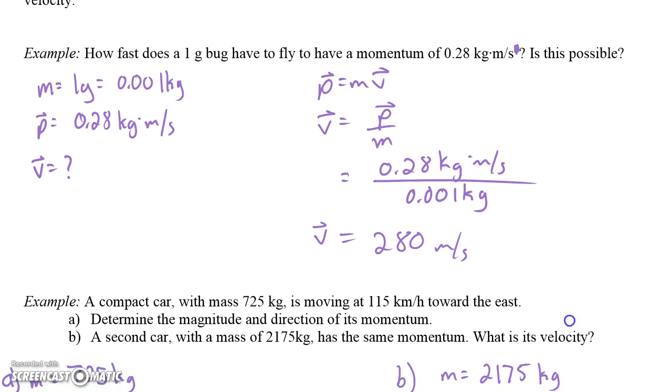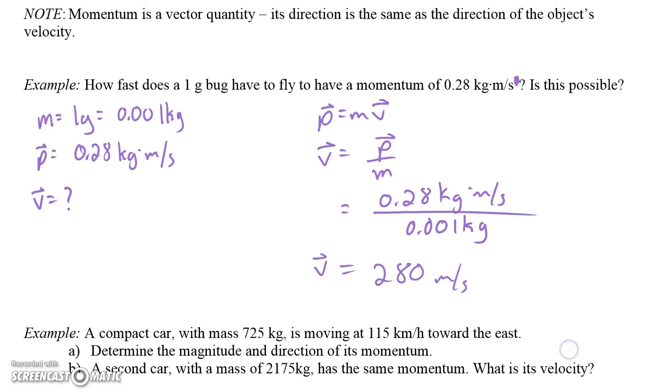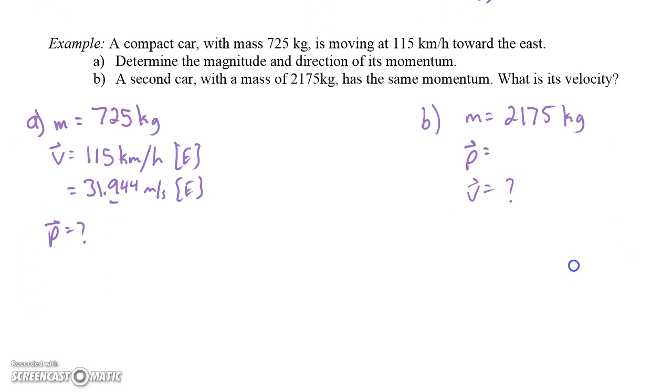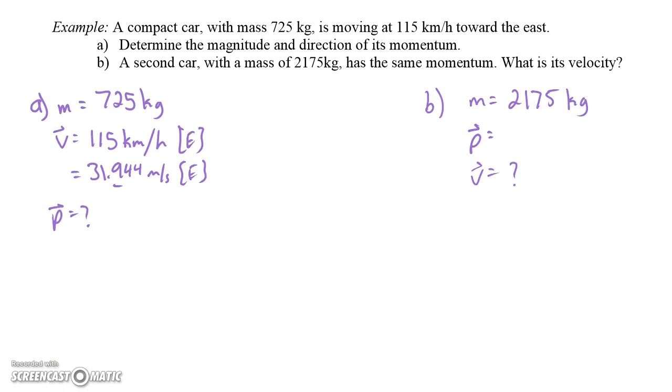Just for reference, the speed of sound is approximately 330 meters per second. When you're traveling at about 115 kilometers an hour, that's only 32 or so meters per second. So although it's logically possible, in reality it's probably not possible that this bug can actually go that fast. That is just a ridiculous kind of speed for a little bug, even though they do fly very fast. So let's look at this second example.